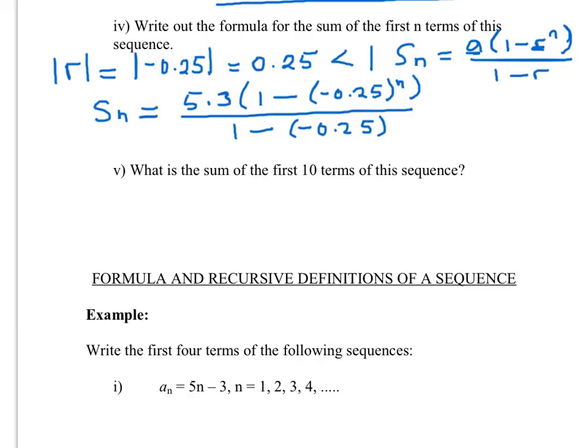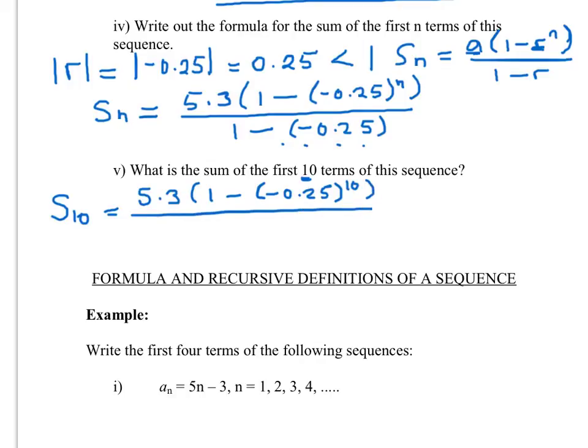Now for part 5, I'm asked specifically what is the sum of the first 10 terms of this sequence. So if I go back to the previous part and use this formula, putting in n equal to 10, I get that S10 is equal to 5.3 multiplied by 1 minus 0.25 to the power of 10, all divided by 1 minus minus. Well, when a minus and a minus come together, I get a plus. So I'm going to write that down.